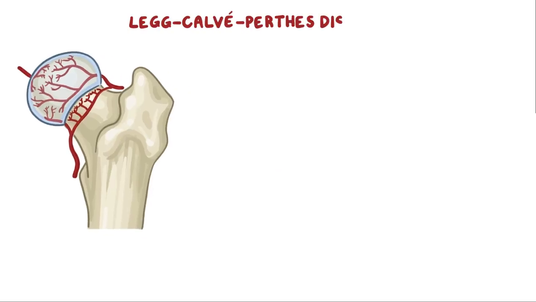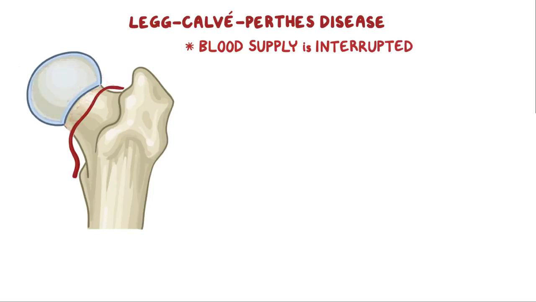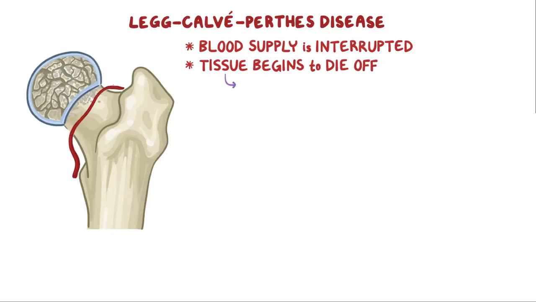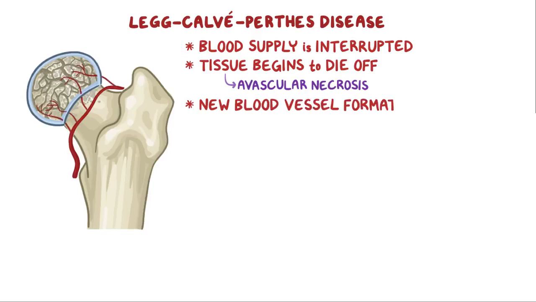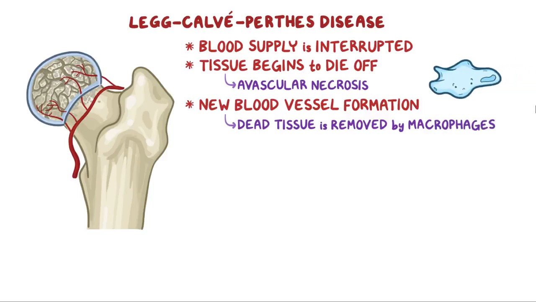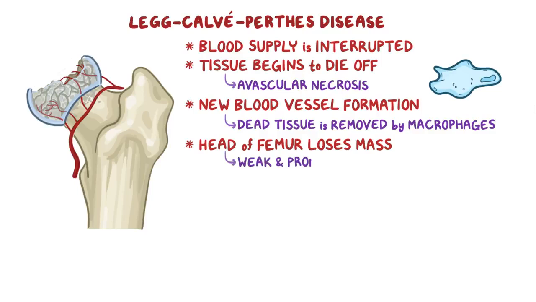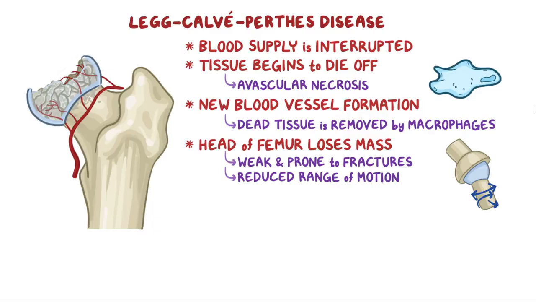In Legg-Calvé-Perthes disease, for some children, the blood supply to the femoral head becomes interrupted for some reason, and it's not known why exactly. The result is that the tissue begins to die off, a process called avascular necrosis. Over time, there's new blood vessel formation into the necrotized bone that allows the dead tissue to get removed by immune cells called macrophages. That process causes the head of the femur to lose mass, leaving it weak and prone to fractures. When this happens, the head of the femur becomes misshapen and can no longer smoothly rotate inside the concave acetabulum, which results in reduced range of motion.